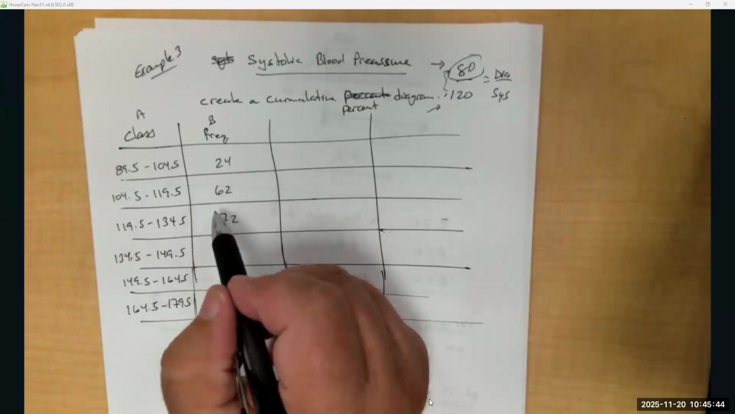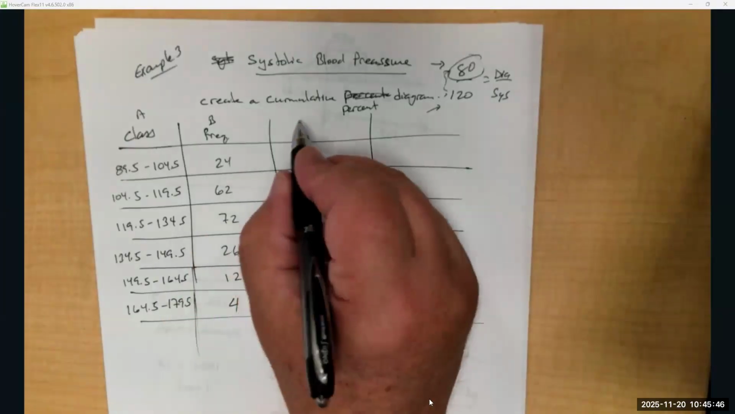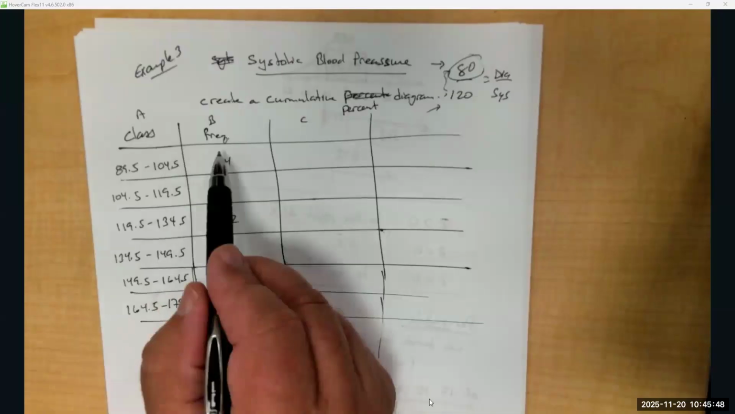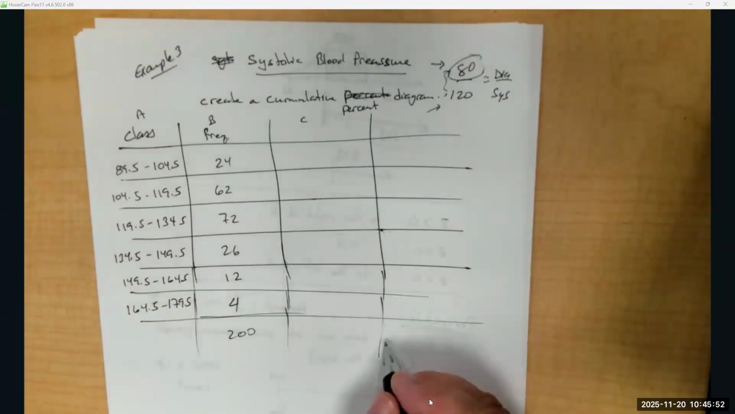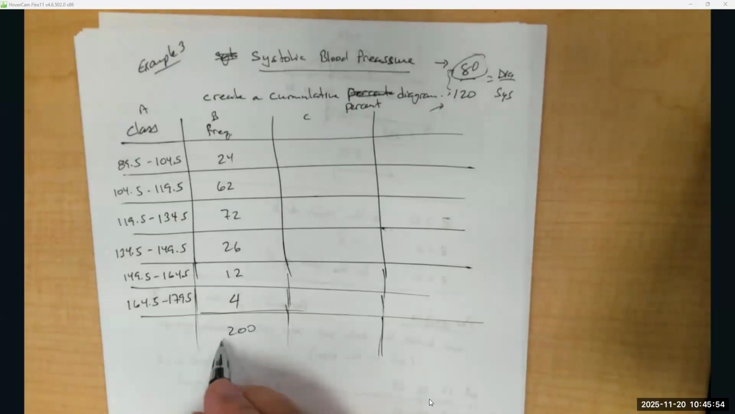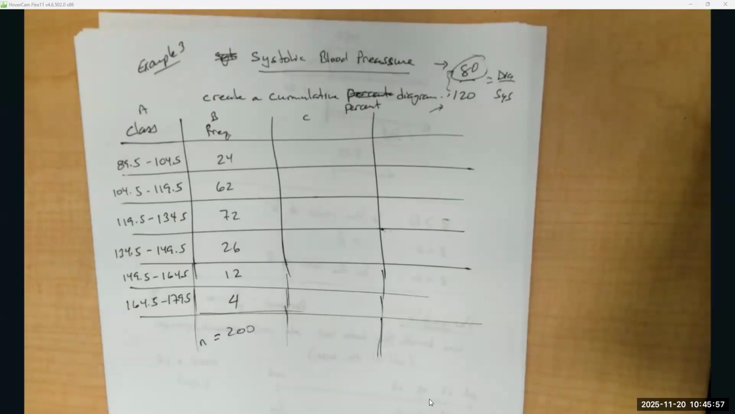So the first thing we have to do is what? We have our classes, we have our frequencies. Well, if we add these up, we'll get 200. Why is that important? That's our N. We need that for our formulas.